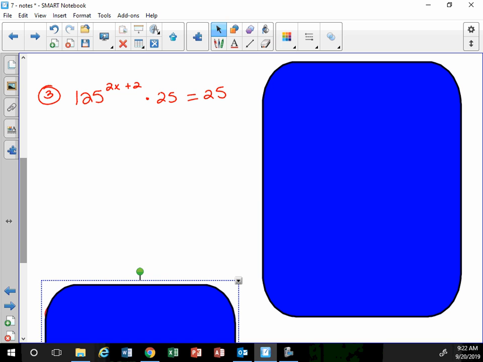So guys, a couple things you could do here. You could try to make all of these base 5, or could we do something with this times 25 right from the start? Divide, right? So then you've got 125 to the 2x plus 2 equals 1. How do you make something to an exponent equal 1? 0. Yep, so think about that.